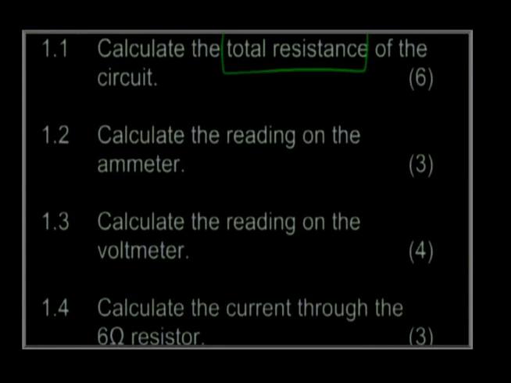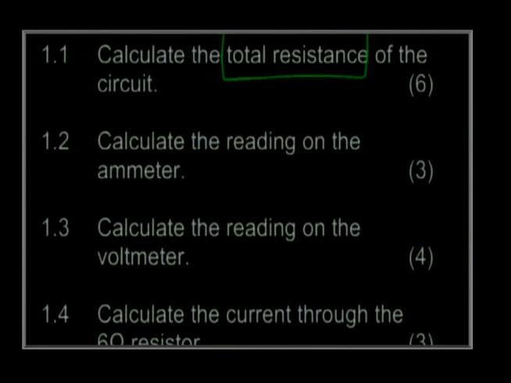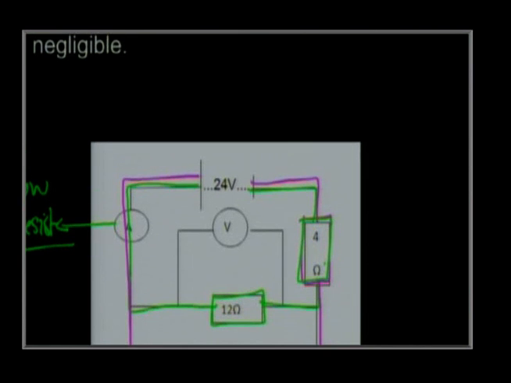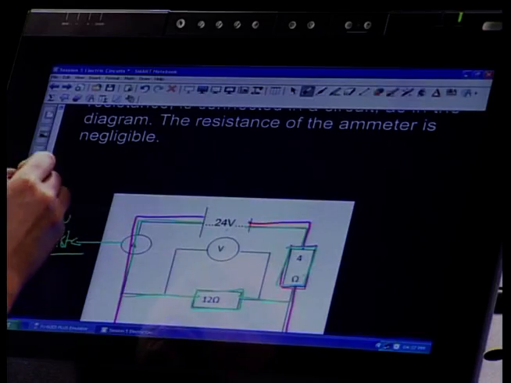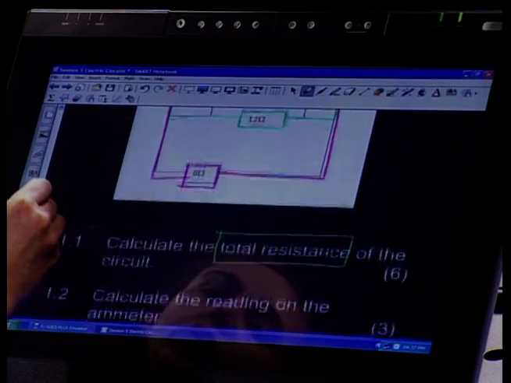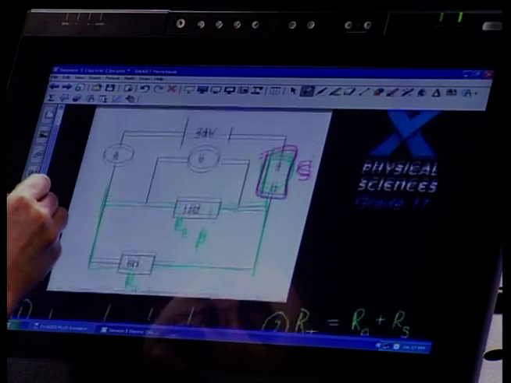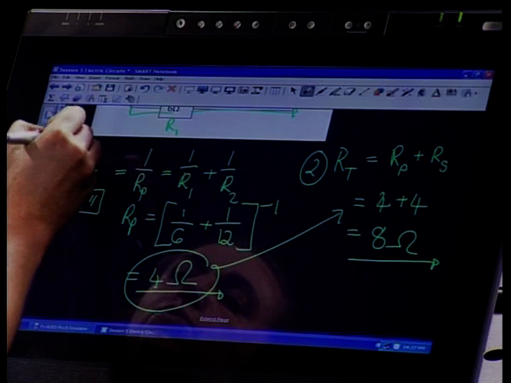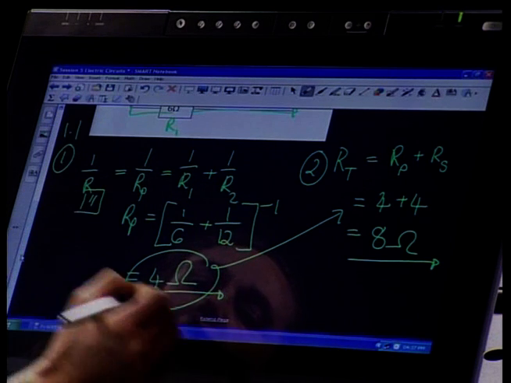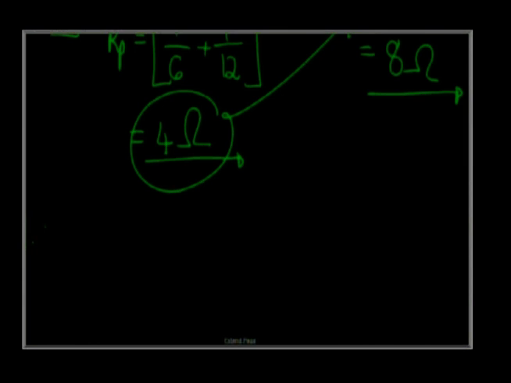Calculate the reading on the ammeter. Now, if we look at the information given to us, they gave us right in the beginning the potential difference for the battery, or the voltmeter that we would have had across the battery. So that, together with the total resistance, allows us to calculate the current. So that was question 1.1. Move on to question 1.2.